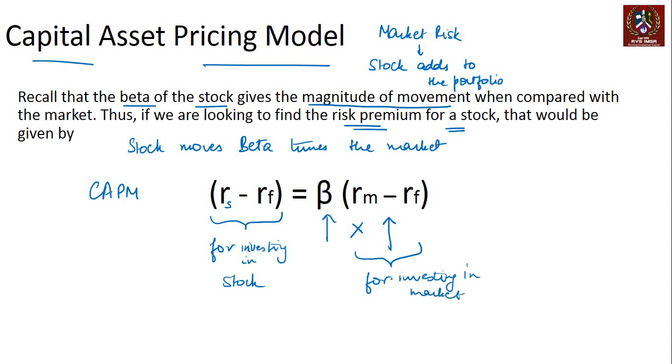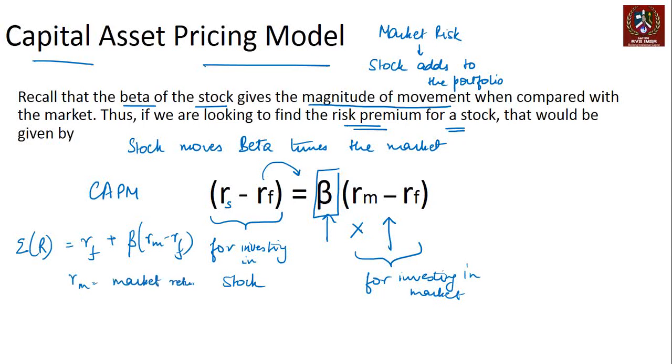right? Now obviously the risk premium demanded for investing in the stock is going to be beta times what you're going to demand for investing in the market, and that is what the capital asset pricing model says, which means the expected return on the stock, I'll take RF on this side, becomes risk-free rate plus beta into RM minus RF, where RM is the market return. That's what our calculation is, and that is what CAPM tells us, right?